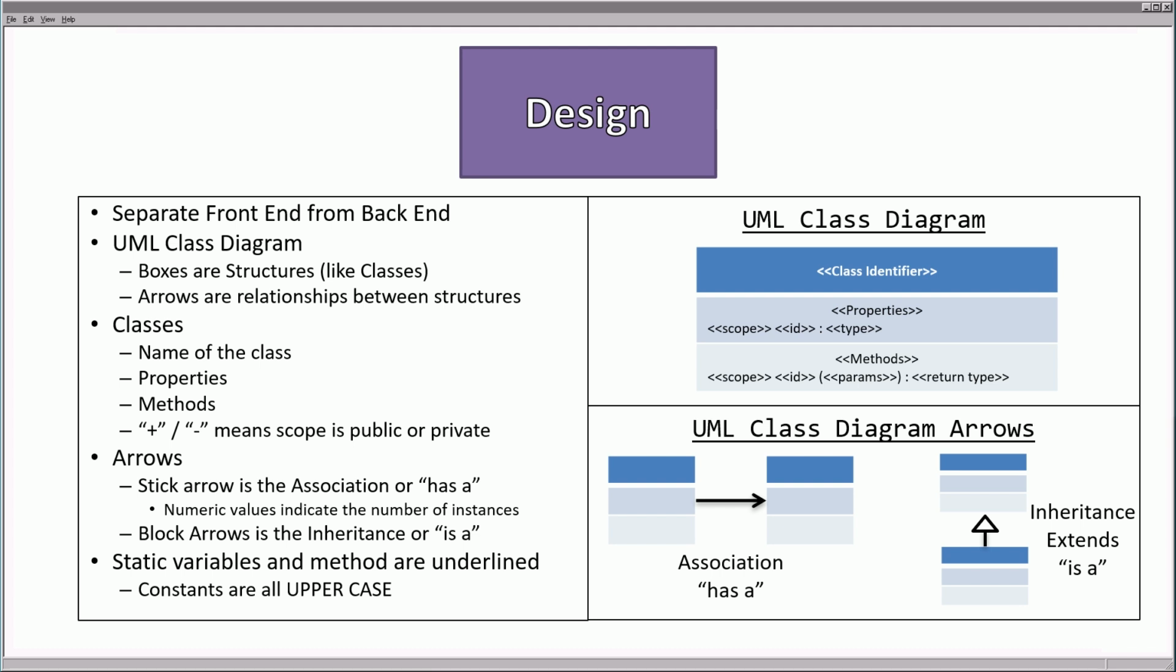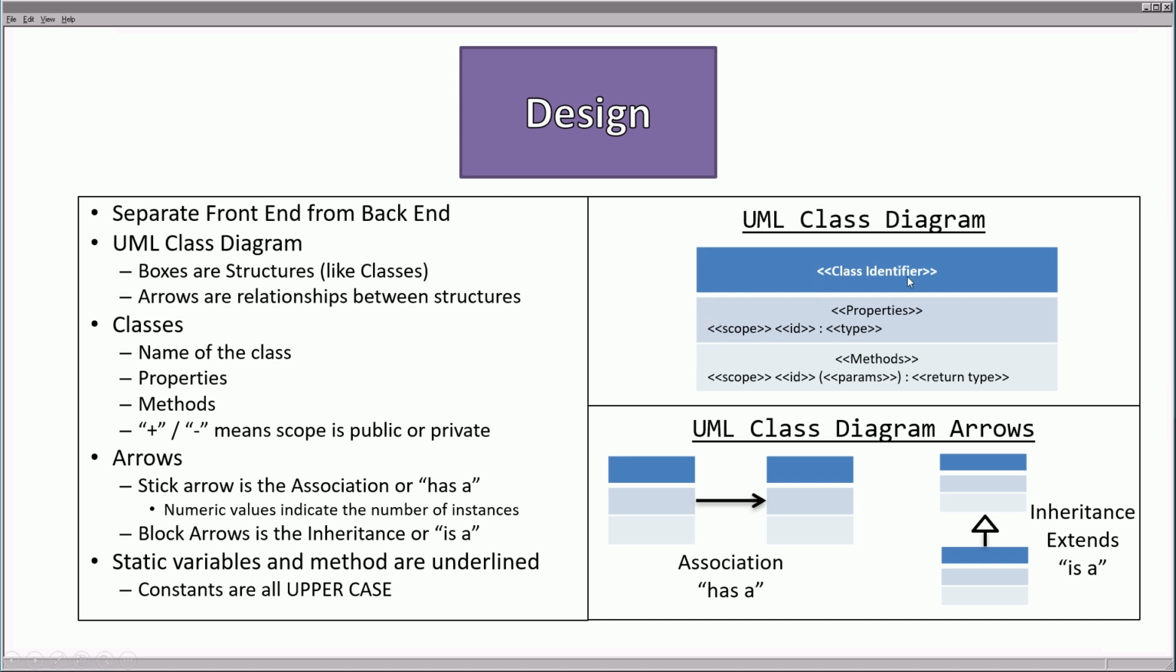Now, moving on from separating front end and back end, we can start modeling the software by using what's called a UML class diagram, Unified Markup Language Class Diagram. A UML class diagram is used to represent classes that are used in the software and the relationships between those structures. Boxes in a UML class diagram indicate classes, and the arrows in a UML class diagram represent the relationships between these structures. Now, as we can see to the side here, this is an example of a UML class diagram, and as you can see, this is separated into three sections.